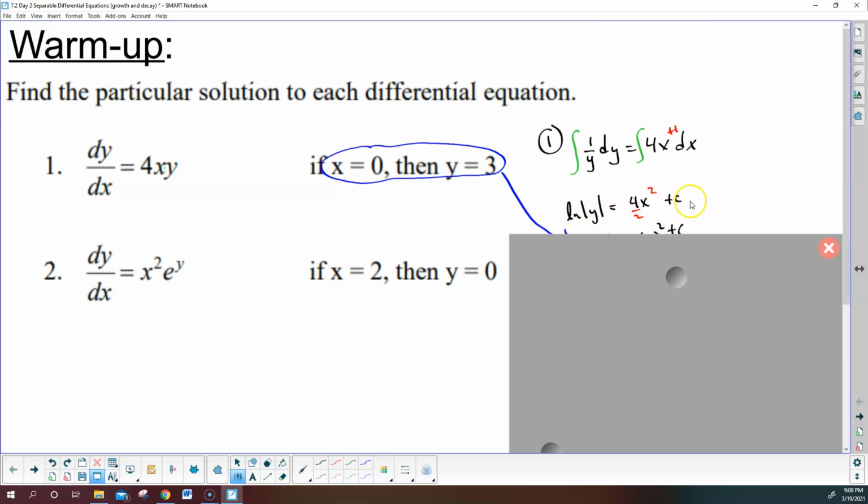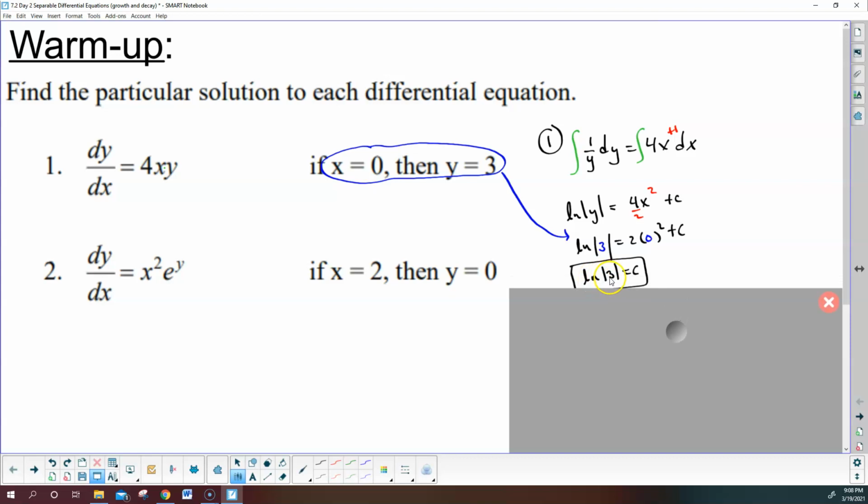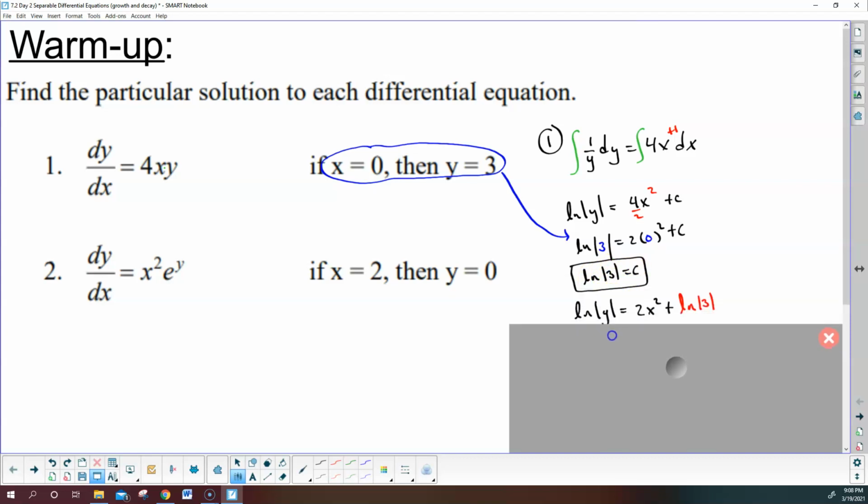So what do we do now? As soon as the c appears, we're going to use the initial condition (0, 3) and plug that into the spot for x and y. And then use whatever algebra you need to solve, but I end up with 0 plus c, or c equals ln of 3 equals c. All right, well now we go back to the spot where c was first present, and I'm going to plug it in. So I have everything written exactly the way it was, except for 4 over 2 is 2. And then I have ln 3.